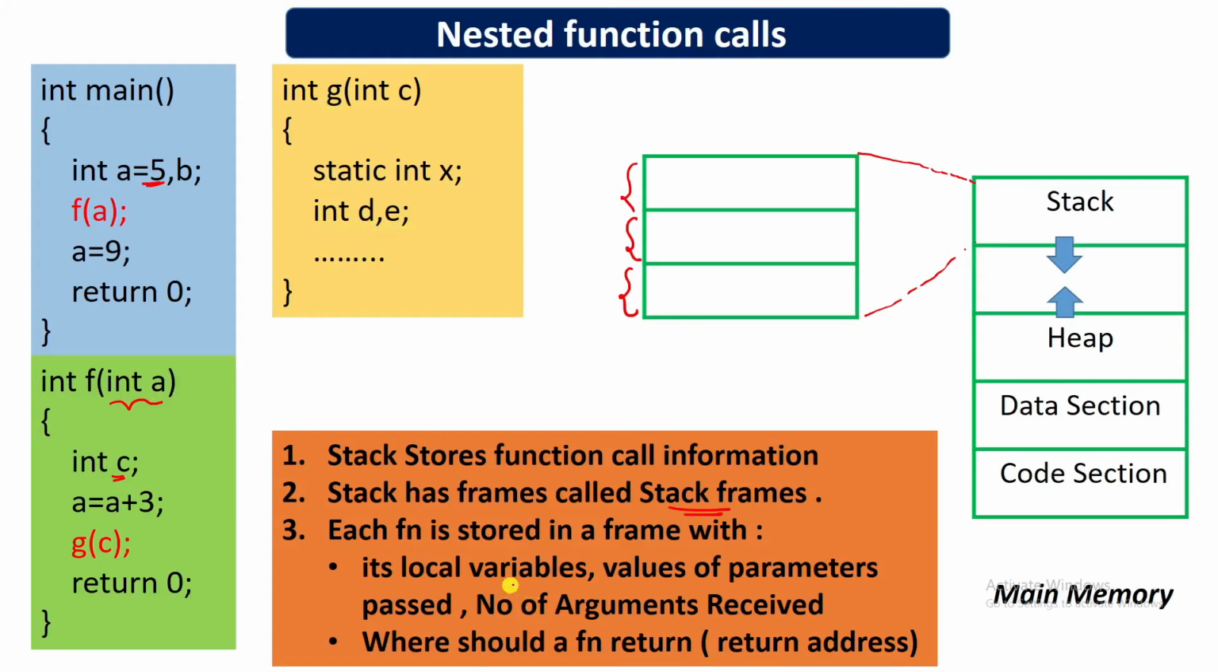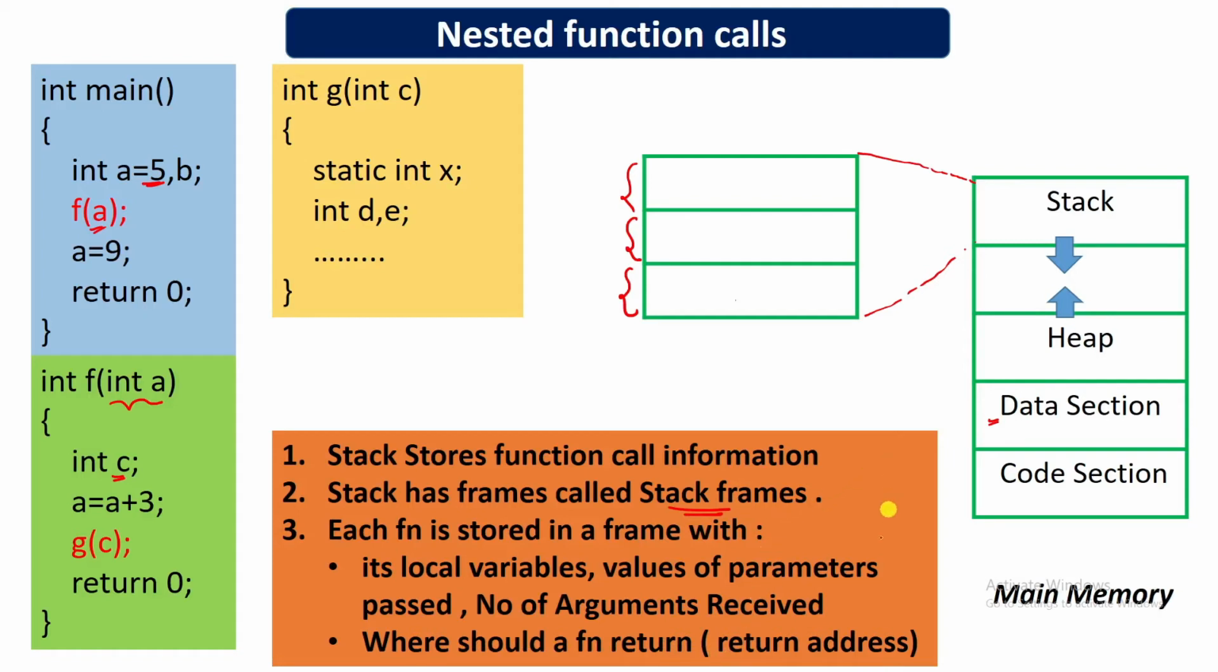And as you know, here I have not written that the stack will contain the static variable. As we have discussed, static variables are not stored inside the stack, they are stored inside the data section. We have to take care of this. And the number of arguments received, for example, how many parameters or arguments the f function received from the main function? Only one, that is a. So this count will also be stored in each stack frame. Lastly, the return address will also be stored.